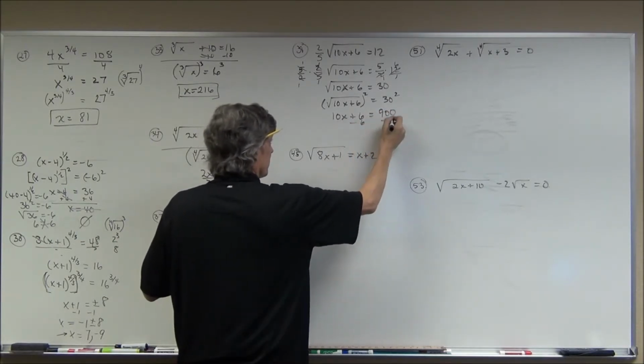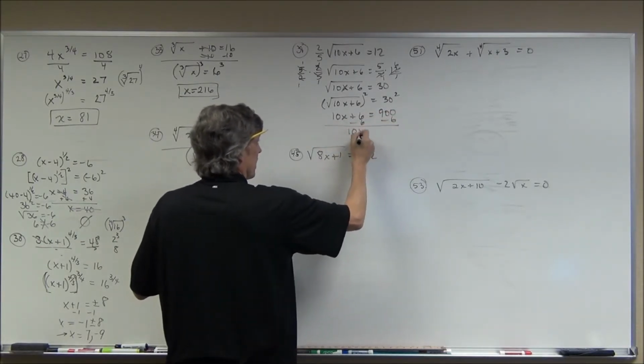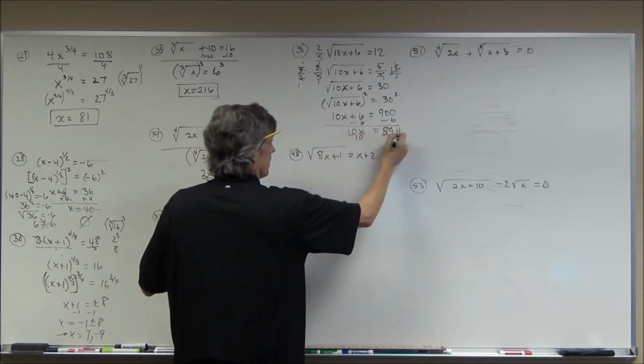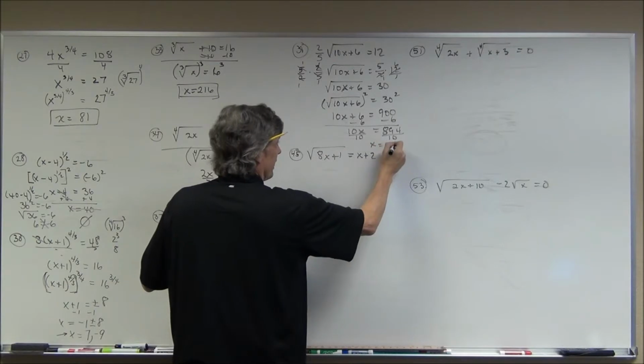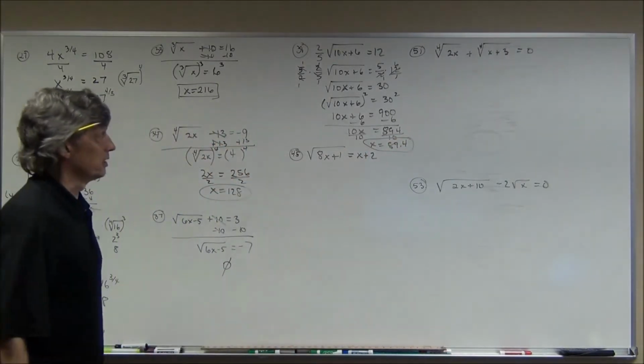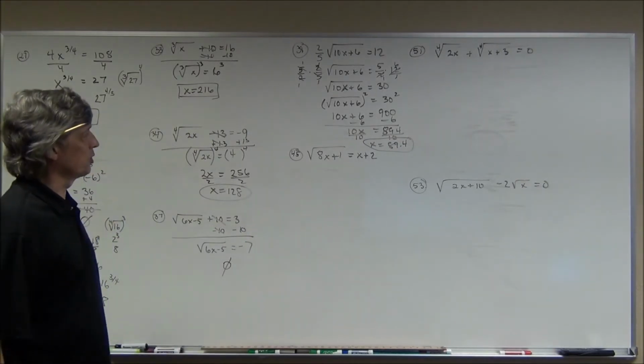I'm going to subtract 6. I'm running out of space here, and 894, and I'm going to divide by 10. And I get x is 89.4, and there's my answer. Now, unless I wrote the problem down wrong, again, sometimes it's hard to read.